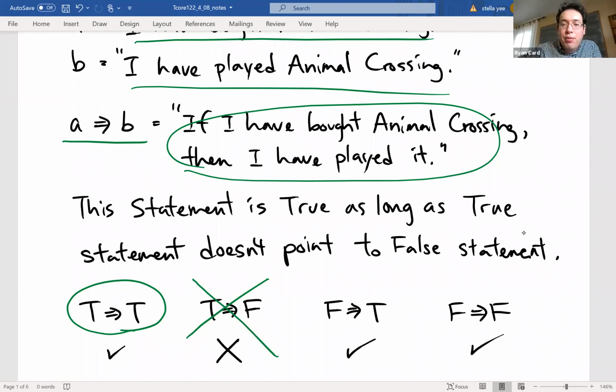If the Animal Crossing was not bought, so if the first part of that conditional statement is false, that entire sentence still holds as a true statement. So if the Animal Crossing was not bought, it does not matter if I have played it or have not played the game. The statement should still be true.